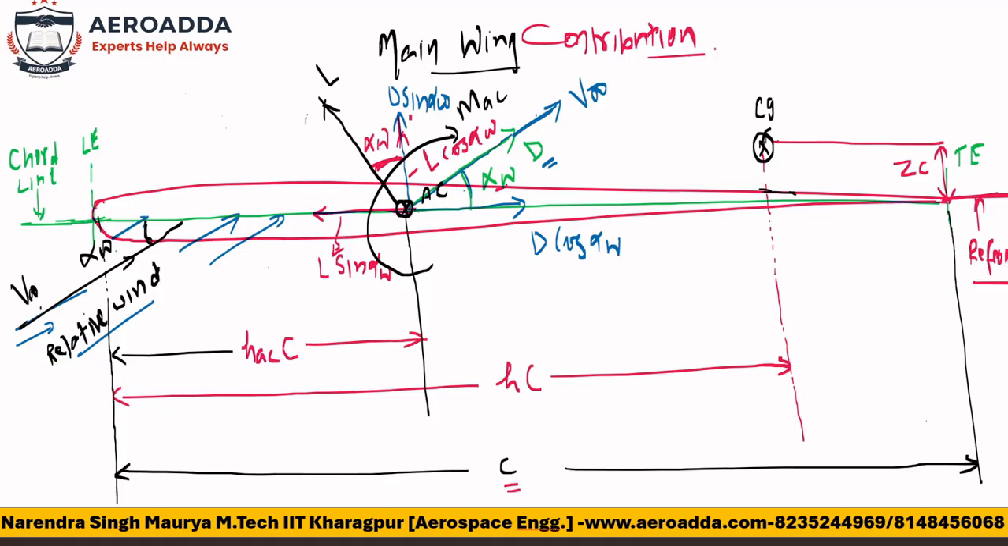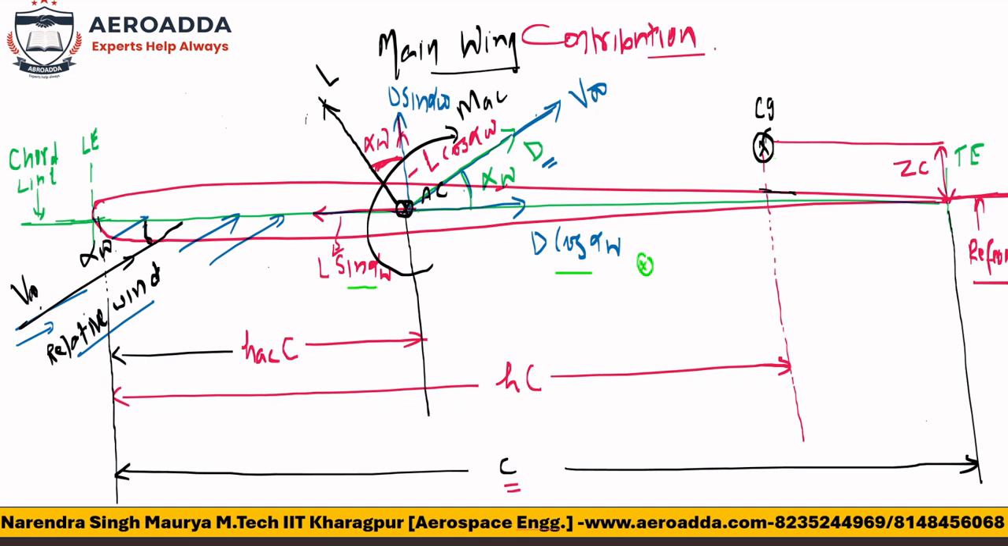Now, because you are going to write the moment about the CG, only one thing is what you are going to find: the moment about CG. So where is the CG? CG is here only. See which forces are going to give the moment. Check, very important. D cos alpha w will not give any moment, because the action line will be the same. Similarly, L sin alpha w will not give any moment, because this line... if I say that, it will not be correct, because CG is lying here at some height, so it will give moment.